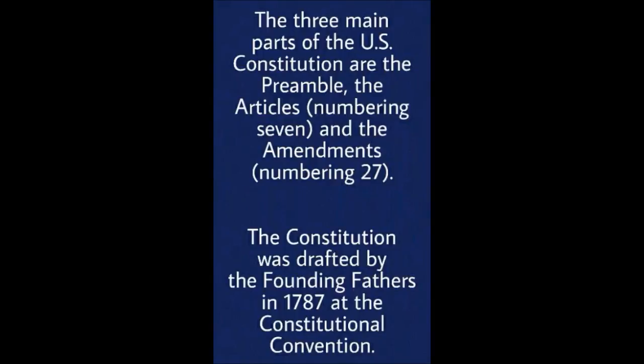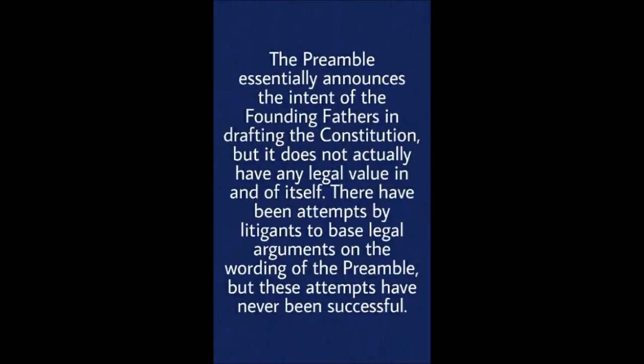The 3 main parts of the U.S. Constitution are the Preamble, the Articles, numbering 7, and the Amendments, numbering 27. The Constitution was drafted by the Founding Fathers in 1787 at the Constitutional Convention. The Preamble essentially announces the intent of the Founding Fathers in drafting the Constitution, but it does not actually have any legal value in and of itself. There have been attempts by litigants to base legal arguments on the wording of the Preamble, but these attempts have never been successful.